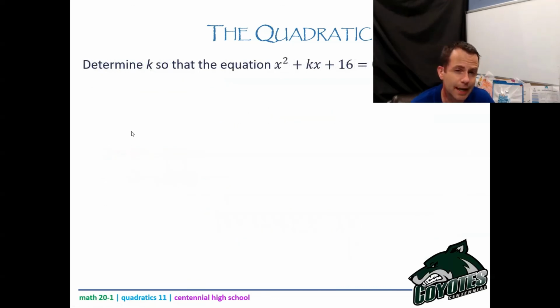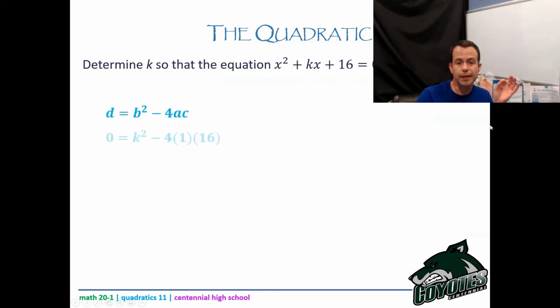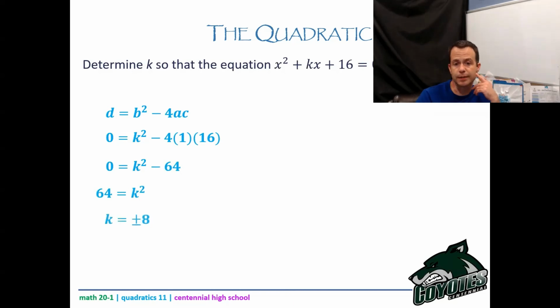Okay, determine k so that the equation x squared plus kx plus 16 equals 0 has equal roots. Well, if I want equal roots, that means I want my discriminant to equal 0. So I use the discriminant formula, but I set it equal to 0. I know that my a value was 1, my b value is k, and my c value is 16. So I plugged all that in. Here I get -4 times 1 times 16, so that'll be -64. I'll add 64 to both sides and then square root it, and k could be plus or minus 8.